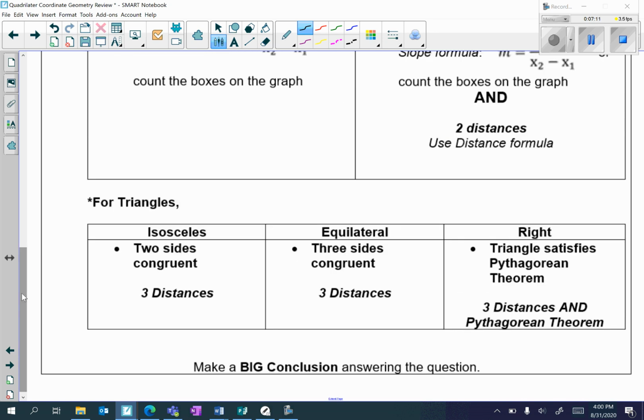And then don't forget, for triangles, we use the distance formula 3 times for isosceles, equilateral, and right. To prove that something's a right triangle, we use the distance that we found for all 3 sides and put them into the Pythagorean theorem. If it satisfies the Pythagorean theorem, then it's a right triangle. And again, at the end of every coordinate geometry proof, we write a big conclusion statement proving why a parallelogram is a parallelogram using the definition.